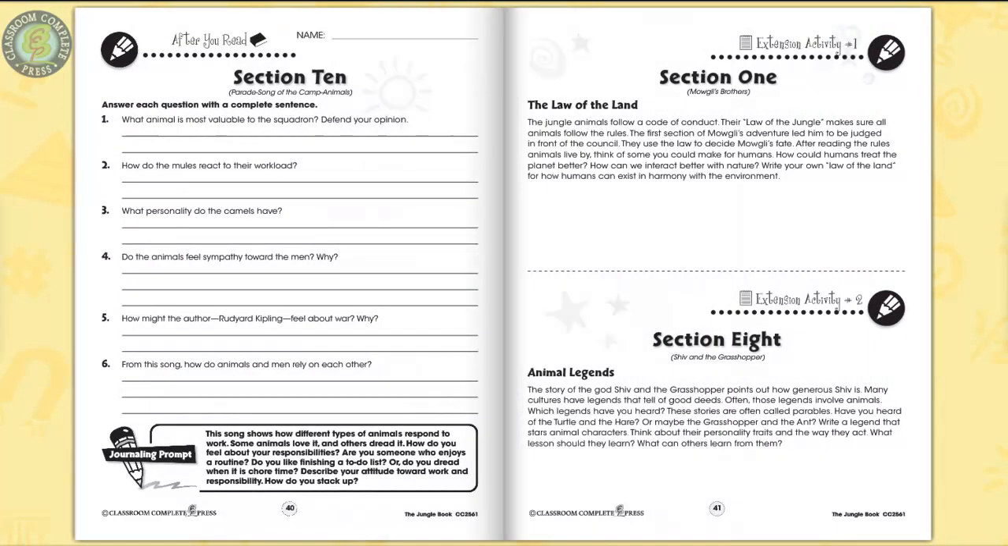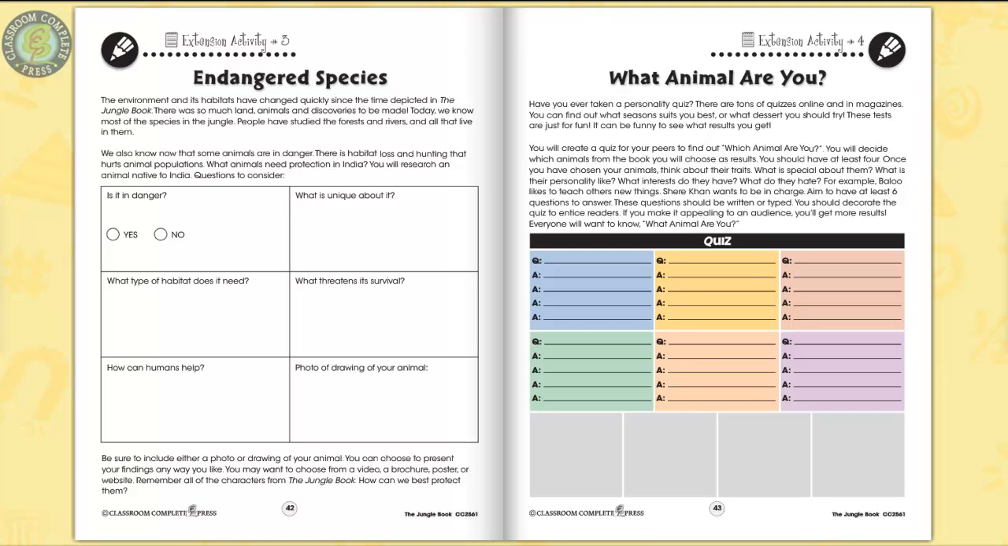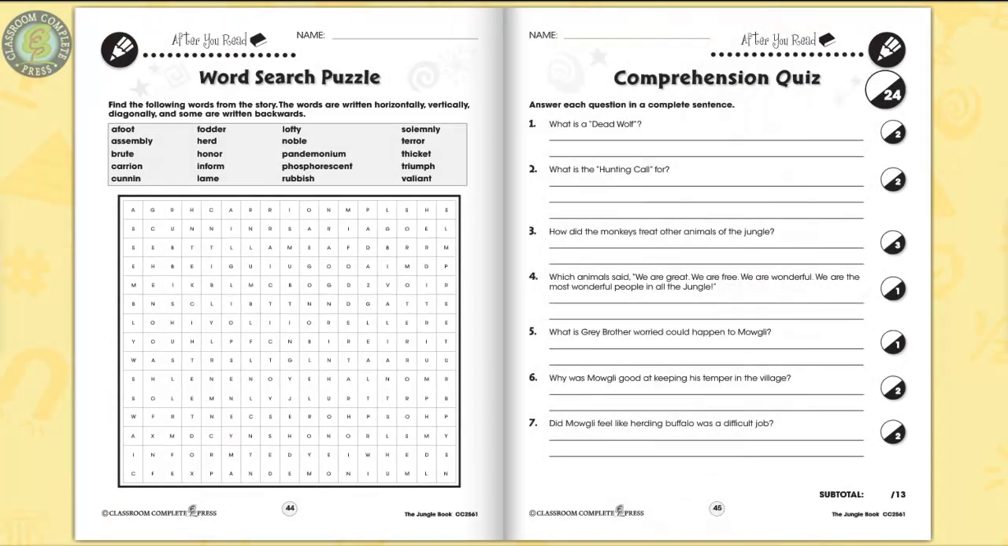4 additional extension activities follow. Supplement an existing unit with in-depth writing tasks, such as creating a quiz to test which animal you are. A word search puzzle and comprehension quiz ends the unit.